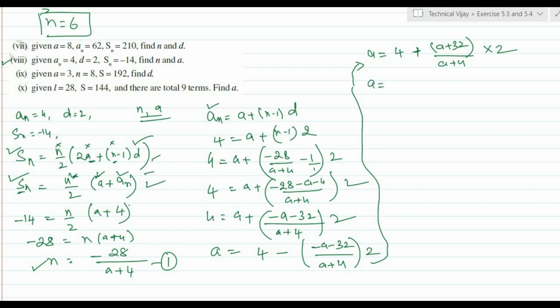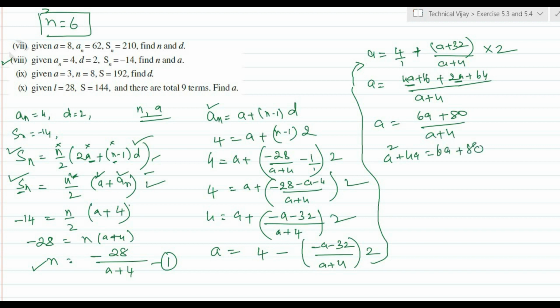So A is equal to, here we will take LCM again. A plus 4 will be the LCM. So here 4A plus 16 plus, here 2 will be multiplied, 2A plus 64. So A is equal to, here 4A, 2A, 6A, plus 16 plus 64 means 80, divided by A plus 4. So cross multiplication: A into A plus 4, that is A square plus 4A, is equal to 6A plus 80.